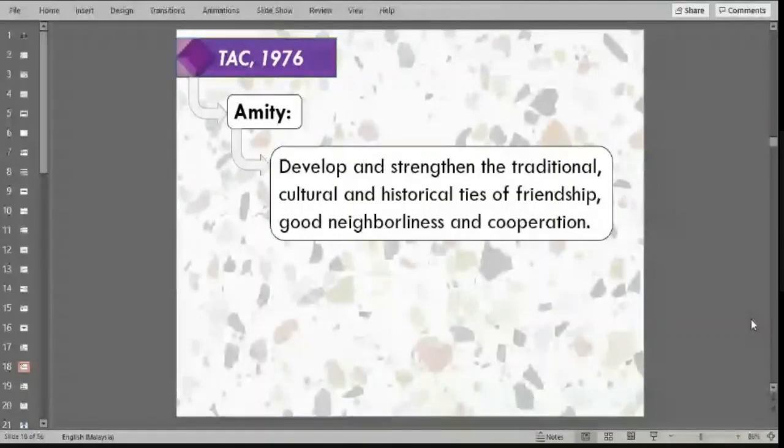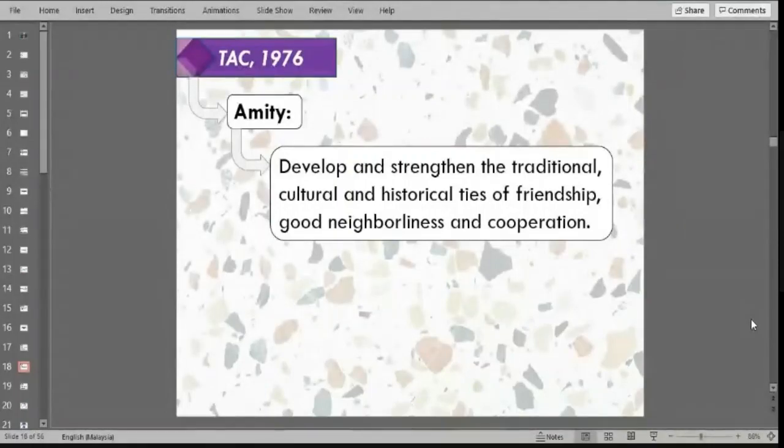And we also have the historical ties of friendship. So history has shown us that we've had these relationships between the countries in Southeast Asia in the past. Even before ASEAN was established, before the countries gained independence, even before they were ruled by foreign powers, we had historical relations between each other, and they focus on those areas in terms of developing the friendship that we have now among the member countries of ASEAN.